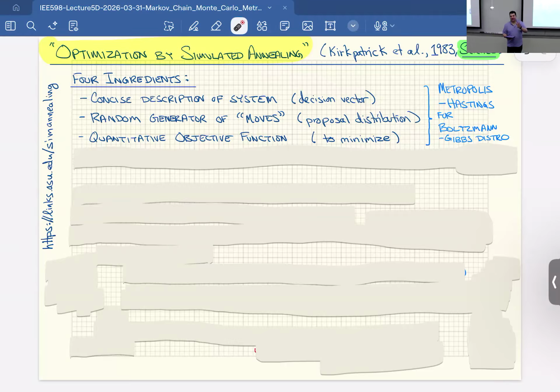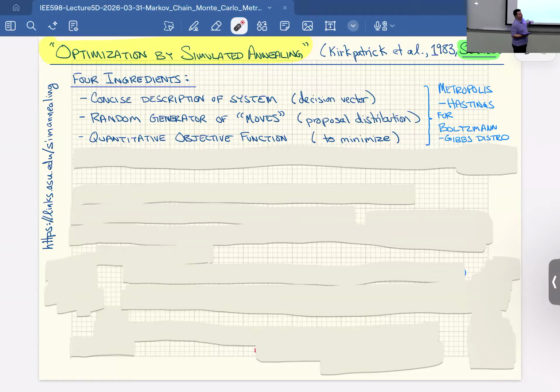So we need 4 ingredients to make simulated annealing work. The first 3 are basically just a translation from an optimization problem into Metropolis Hastings. We need a description of our system. We've been doing this for genetic algorithms. We need a structure of the decision vector. So we just need to define microstates in the system, which for us is designing a decision vector. X1 is the number of wheels on the car, X2 is the fuel type, X3, et cetera. So we design that decision vector, a concise description of the system.